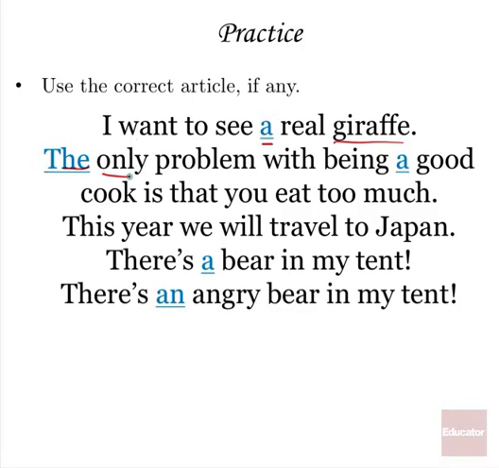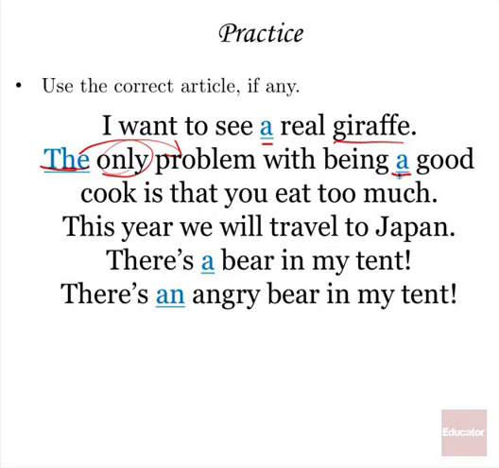The only problem, your keyword here was only. There's only one of these things, so we were going to want the definite article the to modify problem. The only problem with being a good cook, well, there's presumably more than one good cook in the world, so any good cook would have this problem, is that you eat too much.